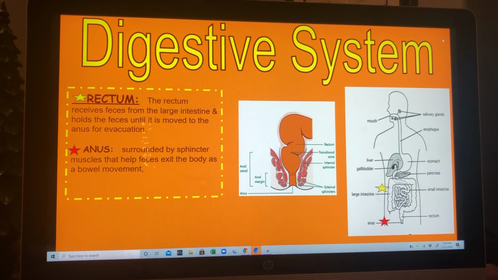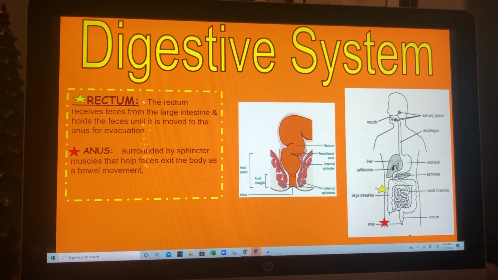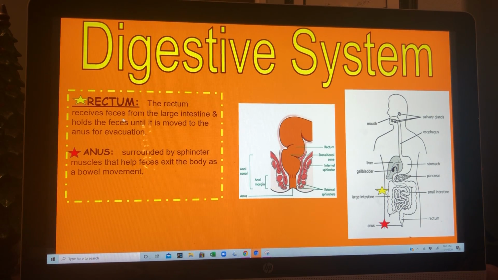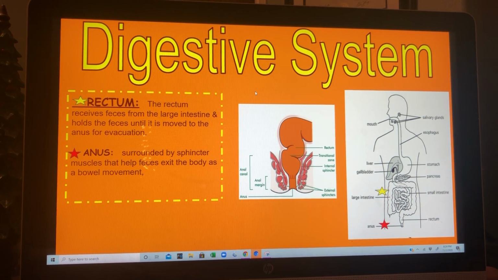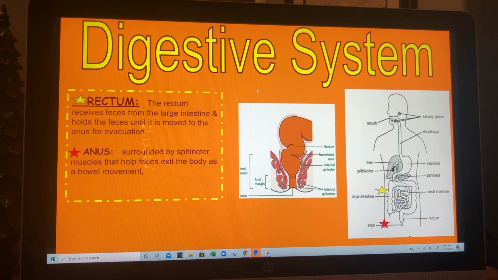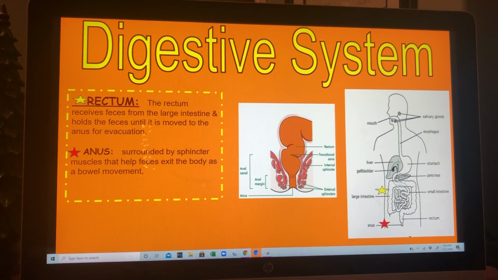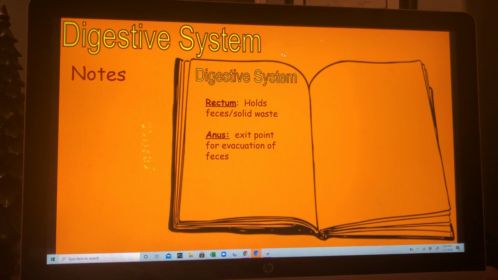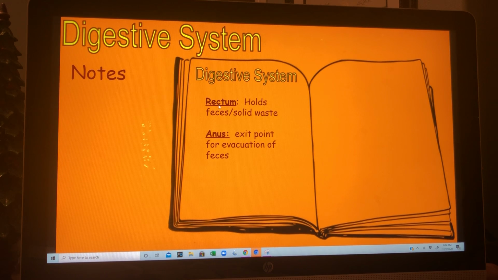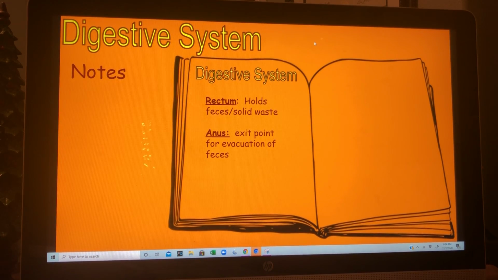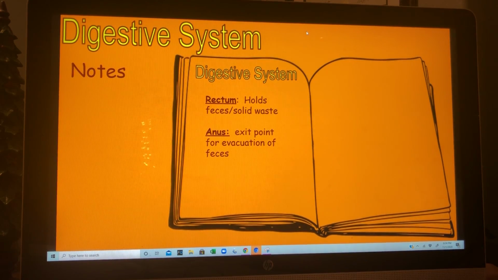Okay, so after the large intestine, the solid waste will move to the rectum. The rectum receives feces from the large intestine and holds the feces until it is moved to the anus for evacuation. Now, the anus is just the exit point for the feces. It's surrounded by a sphincter muscle that helps feces exit the body as a bowel movement. So in your science notebook, you will write down: rectum holds feces and solid waste, and anus is the exit point for evacuation of feces.